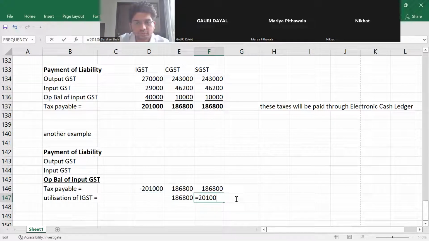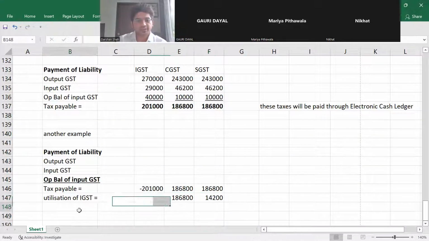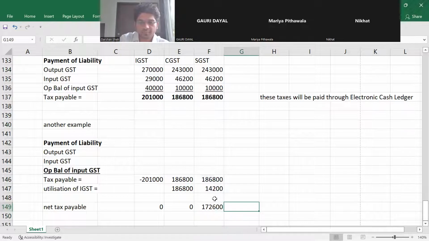2,01,000 minus 1,86,800. I can show it this way, or I can show 1,05,000, no problem. It is at the choice of the company. But people will try to pay off center's liability first. And therefore, net tax payable would have come as, this would have become 0, this would have also become 0, and this would have been 186,800 minus 14,200. This will be paid through electronic cash.